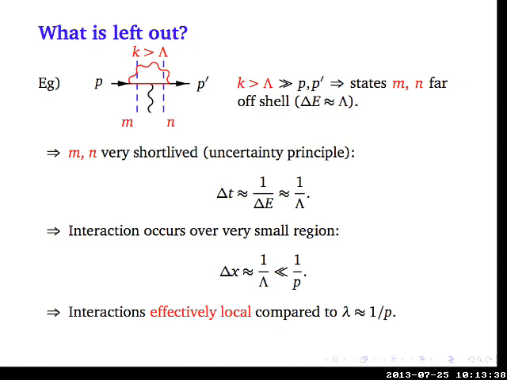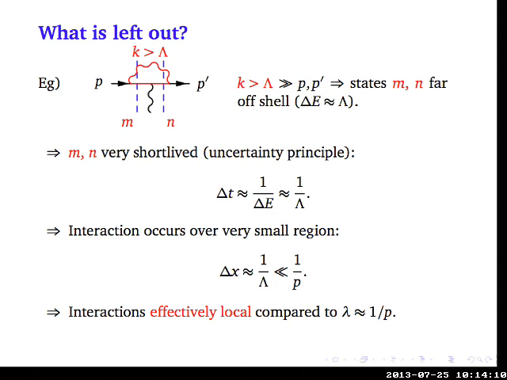But what I can say about the k greater than lambda physics, without knowing anything about it, is that these intermediate states are way off energy shell. You're violating energy when you go from this to this state, and you're violating it by huge amounts of order lambda. That means that the time that elapses from here to there is very small. It's just by the uncertainty principle. You're allowed to violate energy conservation, but only for short times in quantum mechanics.